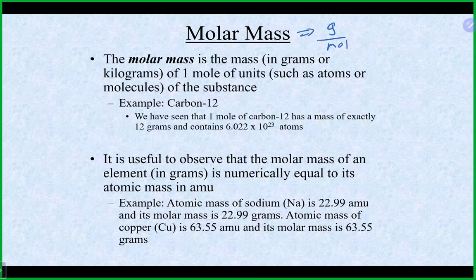So, for example, we can find molar mass from the periodic table. If we go to carbon, that is 12.01. It is the number that we find on the bottom, which we just talked about, is the atomic mass.